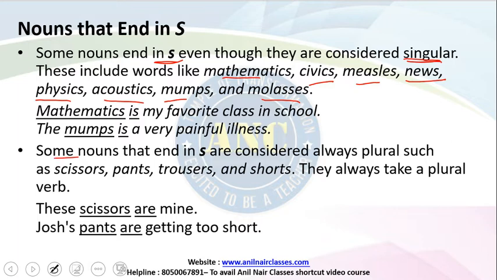Again, in the same way, there are nouns that end in S but are considered plural. In such cases, those nouns will take plural verbs. Scissors, pants, trousers, shorts are such examples. So, how will the sentence go? These scissors are mine. Josh's pants are getting too short.